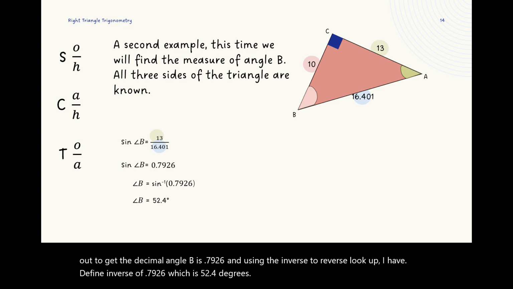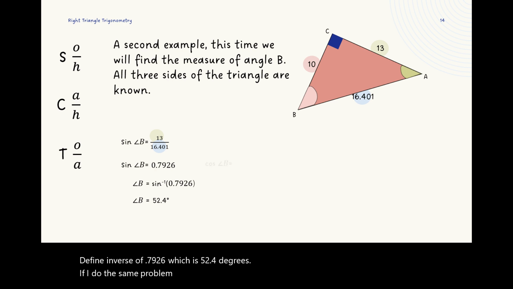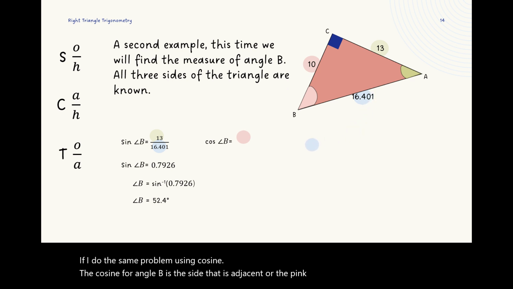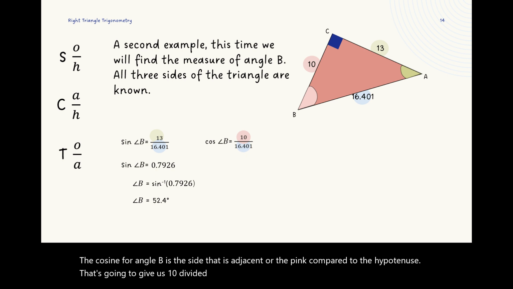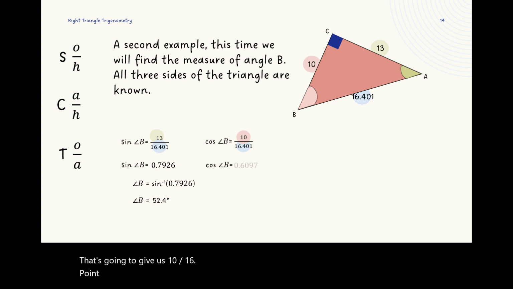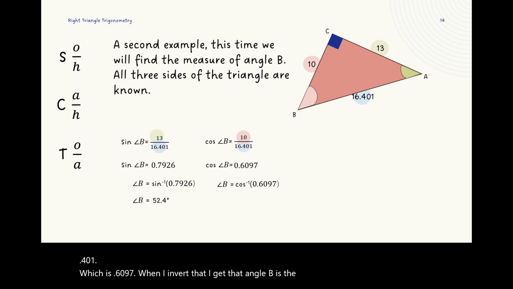If I do the same problem using cosine, the cosine for angle B is the side that is adjacent, or the pink, compared to the hypotenuse. That's going to give us 10 divided by 16.401, which is 0.6097. When I invert that, I get that angle B is the cosine inverse of 0.6097, or 52.4.